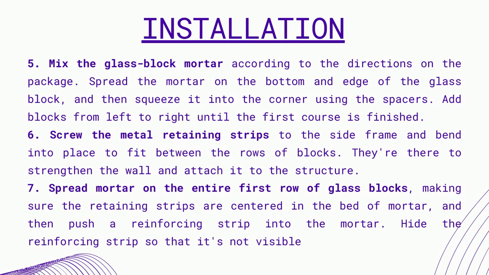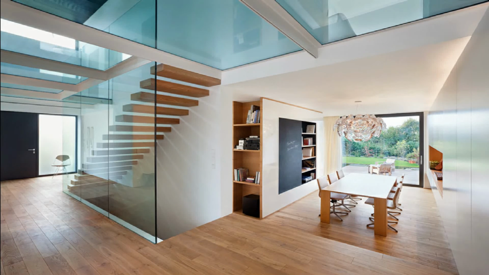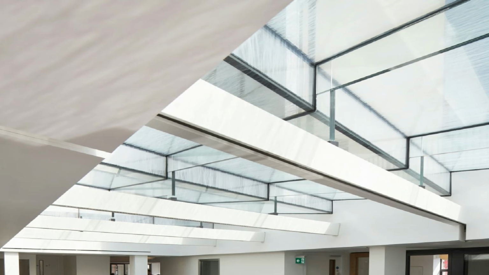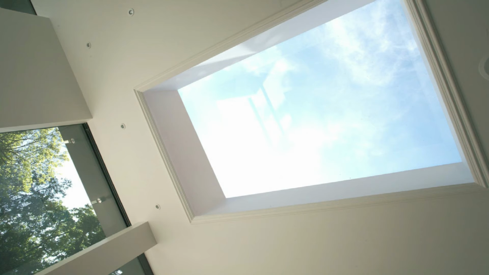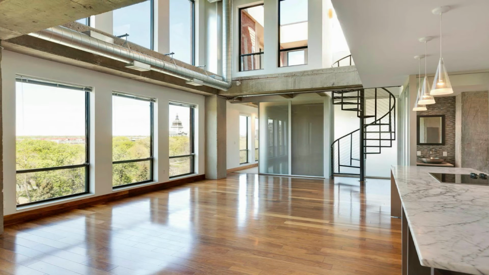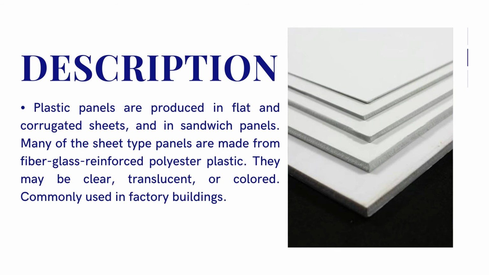The glass we encounter most often is silicate glass, which consists mainly of silica or silicon dioxide. Thickness is 1/16 and 3/32 inches. Width is 11.5 and 24 inches. Length or height is 11.5 and 36 inches. Installation. Brands available. Plastic. Plastic panels are produced in flat and corrugated sheets and in sandwich panels.